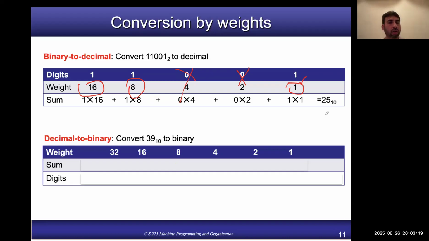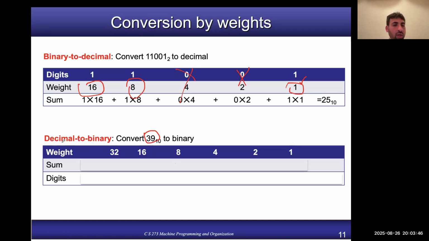Now, how can we convert a decimal number to the binary form using weights? Again, let's say we want to convert 39 to binary, right? Let's write the first few weights in the binary system: 1, 2, 4, 8, 16, 32. Definitely, when you continue it will be 64, 128, 256 and so forth, right?